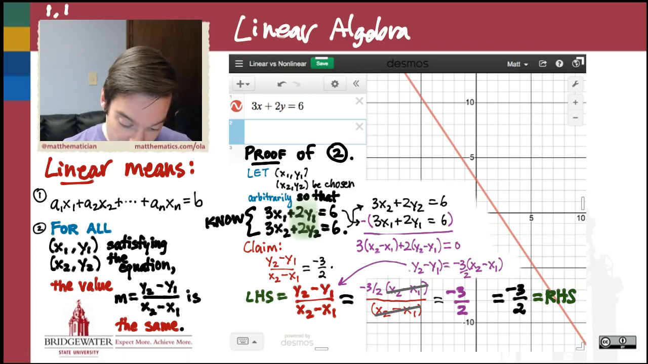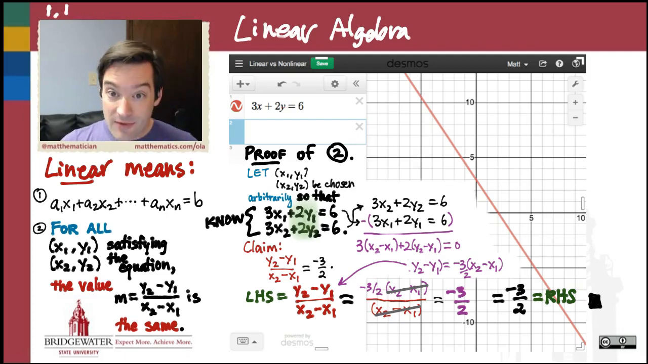And so we've proven, therefore, that even if the values of x1, y1, x2, y2 are selected arbitrarily for me, regardless of what that choice was, I can prove that this ratio, y2 minus y1 over x2 minus x1, comes out to be the same, regardless of the choice that was made. Specifically, it comes out to negative 3 halves.